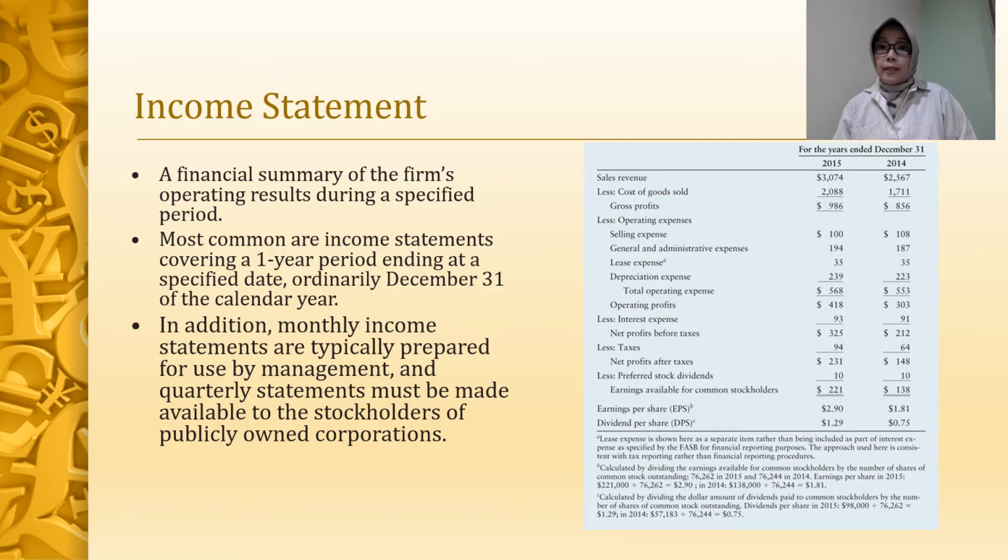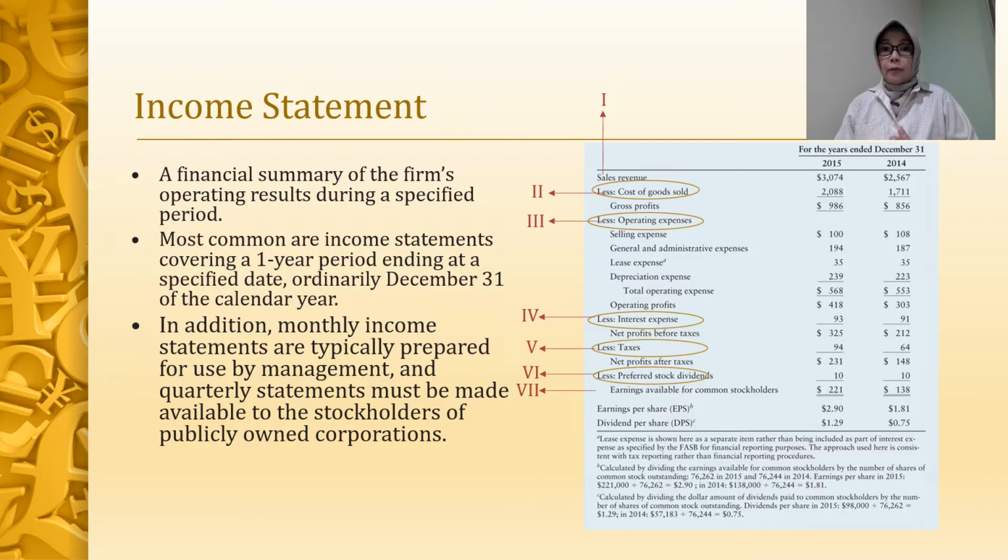This is what the income statement looks like. Basically, the income statement can be divided into 7 parts. The first part is the sales revenue. The second one is the cost of goods sold. The third one is the operating expenses. The fourth one is the interest expense. The fifth one is the taxes. The sixth one is the preferred stock dividend. And the seventh one is the earnings available for common stockholders.